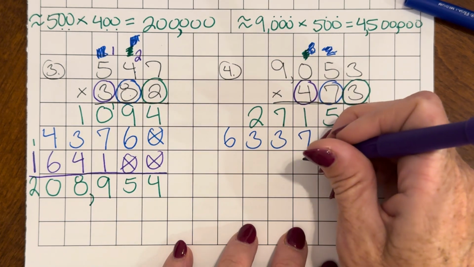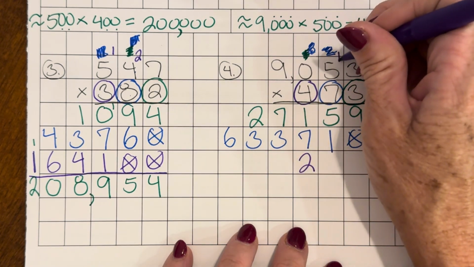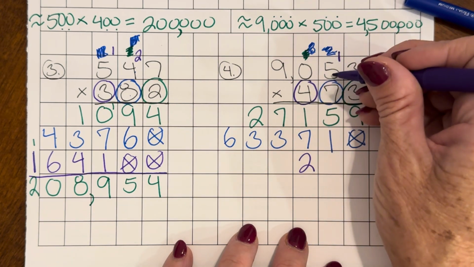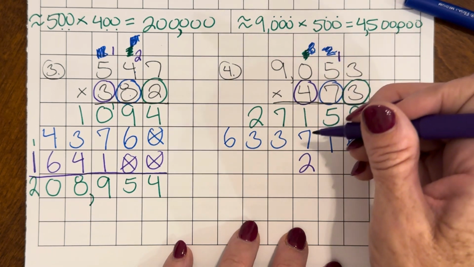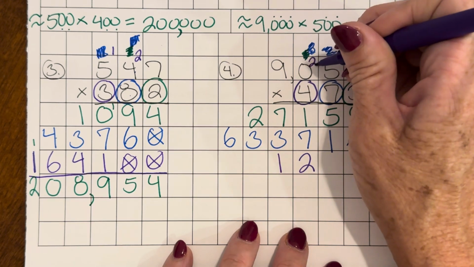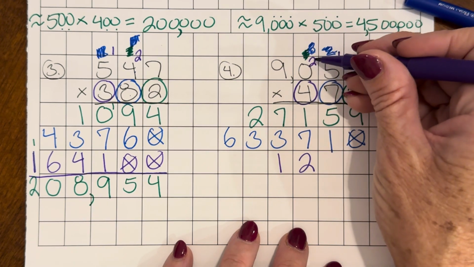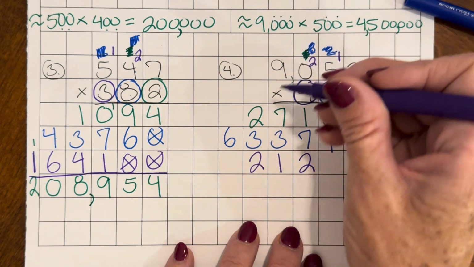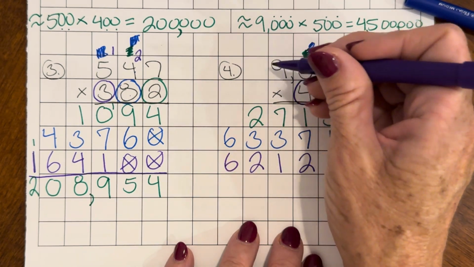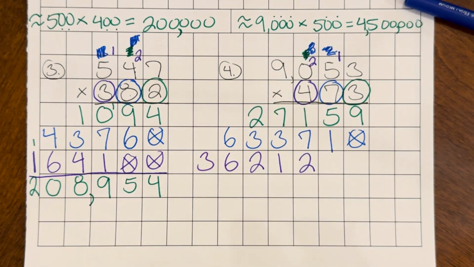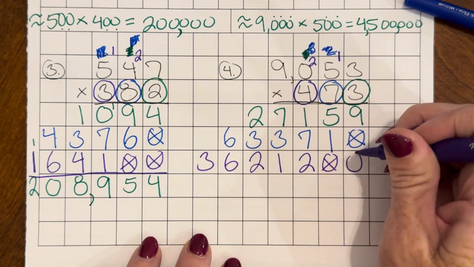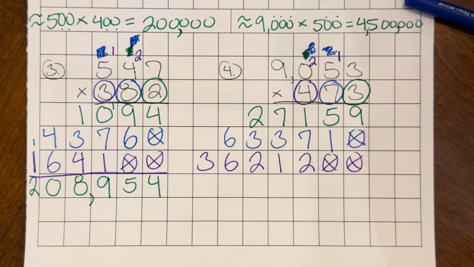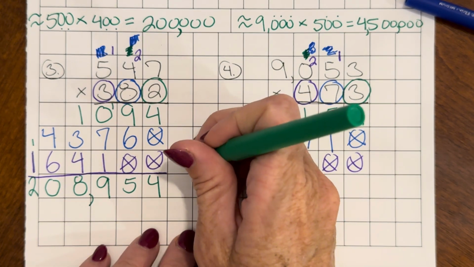4 times 3 is 12. So I'm going to put my 2 and carry my 1 to the next digit. 4 times 5 is 20, plus 1 is 21. 4 times 0 is 0, plus 2 is 2. And 4 times 9 is 36, and there's nowhere to carry the 3. Okay. So I'm going to put in my placeholders. I don't really need to cross these off because I'm done. So we have 3 very large partial products.